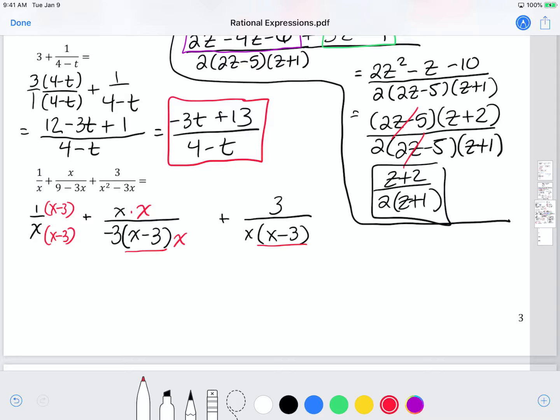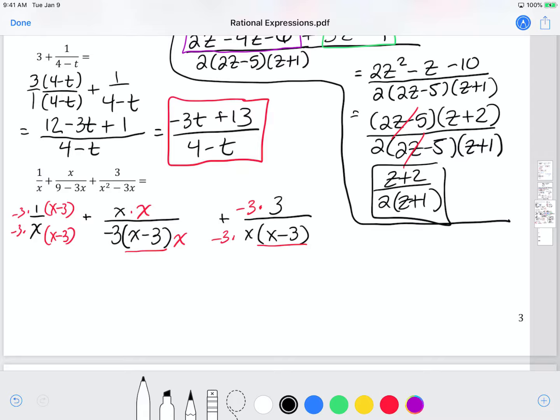And then the last thing I notice is that the first fraction and the third fraction don't have a negative 3. So I'm going to multiply the top and the bottom of the first and the third fraction by negative 3. And so now I have a common denominator. My common denominator is negative 3x and x minus 3. So now I'm going to multiply all the numerators and add them together.